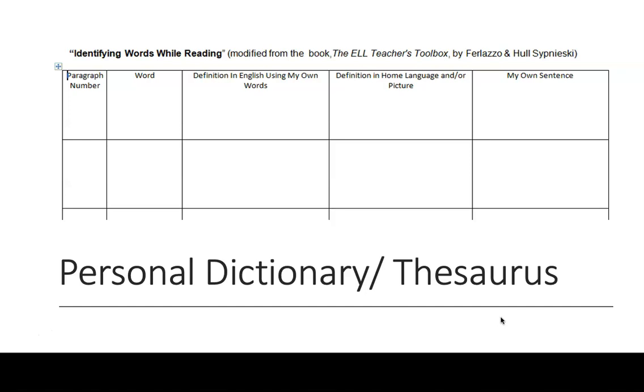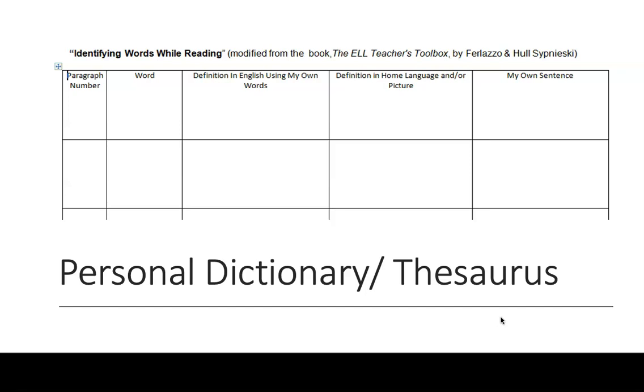So here, this teacher, what they say is they're asking you to identify words while reading. And this is modified from the book, The ELL Teacher's Toolbox. And so what this teacher does is they want you to list a paragraph number and then write the specific word. And then they want you to define the word in your own words. And this is so important because students can look up the definition of a word, but if they themselves cannot own it by defining it themselves in some way, then they have not learned that word.